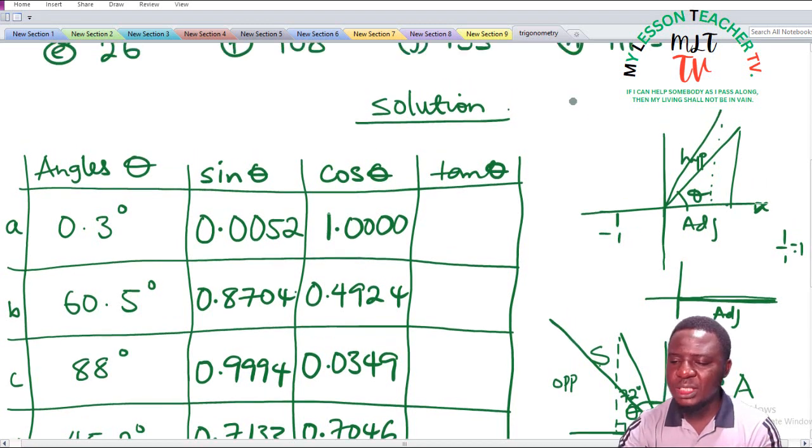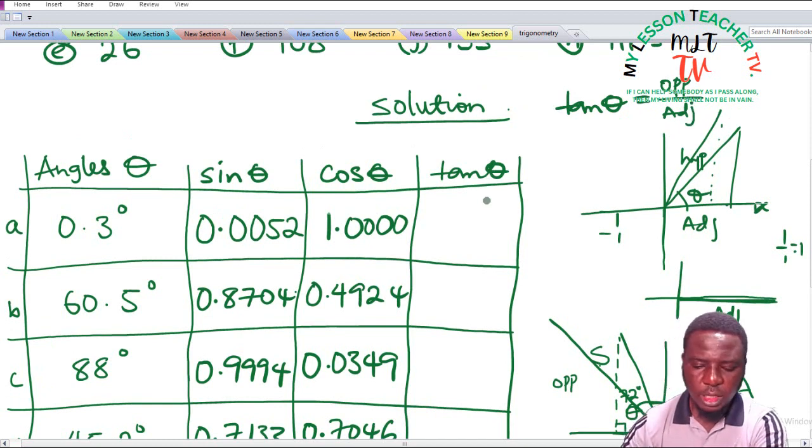In using the tan table, we say the tangent theta is said to be the ratio of the opposite side to the adjacent side. So let's look for the tangent of each of the angles.